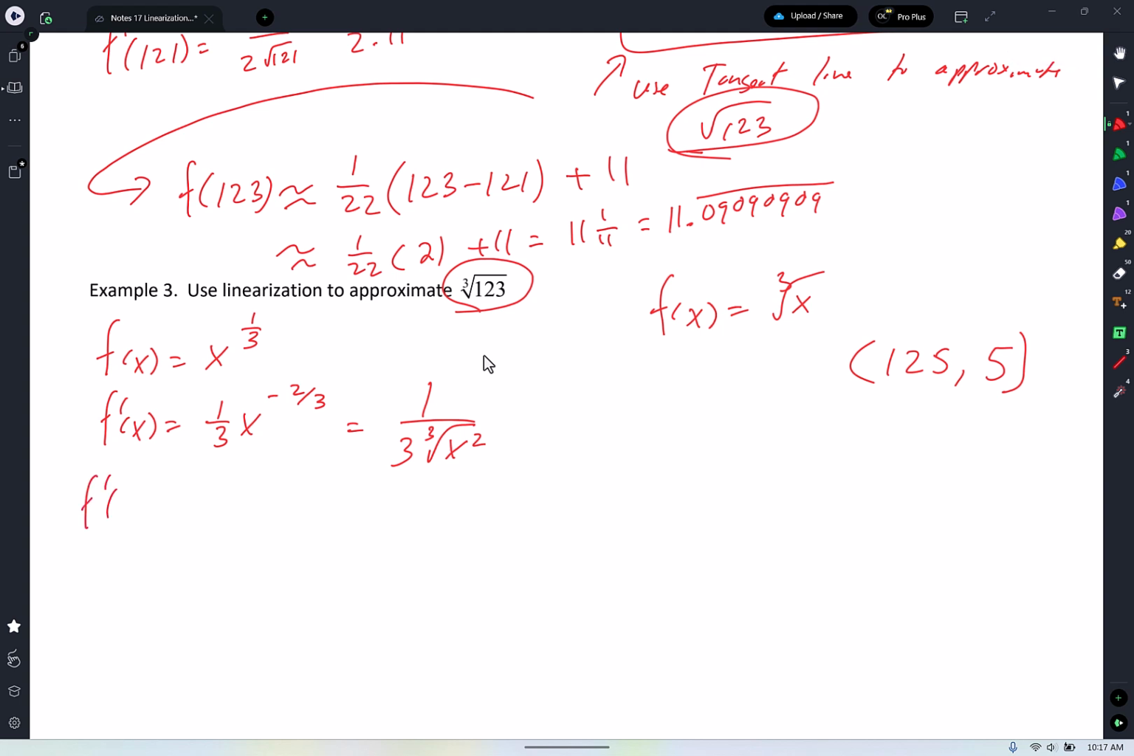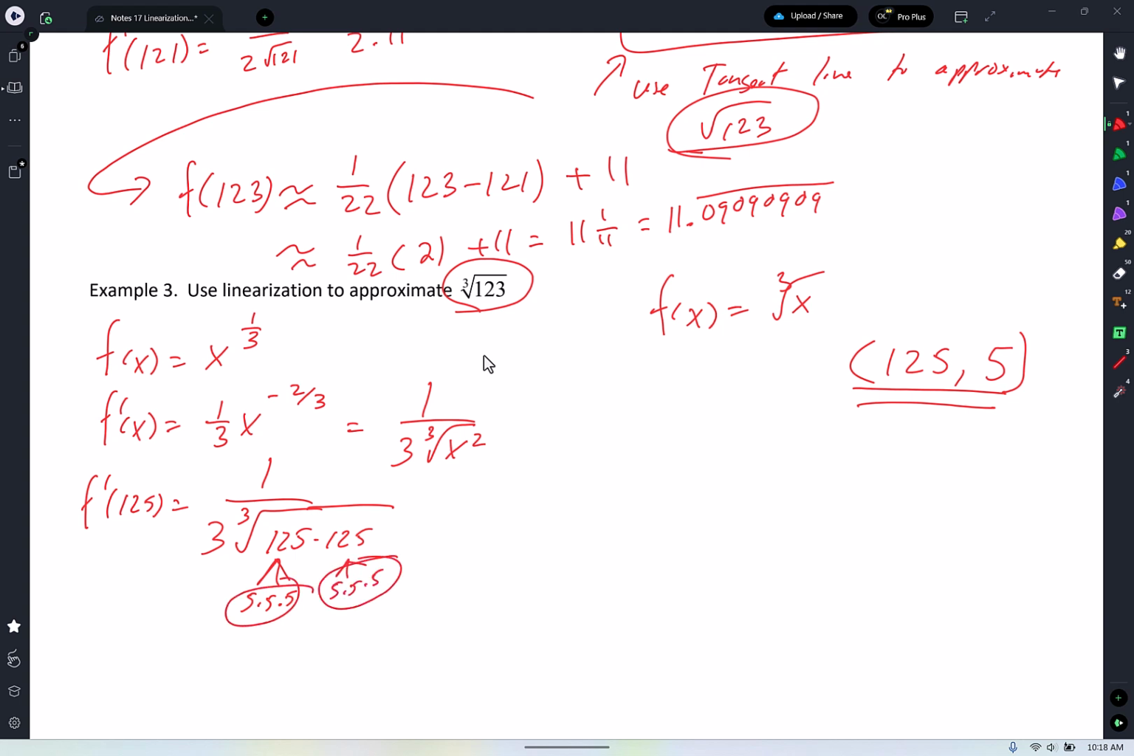F prime, this is my point of tangency, so I'm going to plug in 125. So 1 over 3 cube root of 125 squared. So I'm going to write it like this. 125 times 125. Yeah, we don't need. This was 5 times 5 times 5. This was 5 times 5 times 5. I don't have to show that, but I'm doing it just so you guys know what this is. This is the cube root of 5. So 5 times 5 is 25. So you get 1.